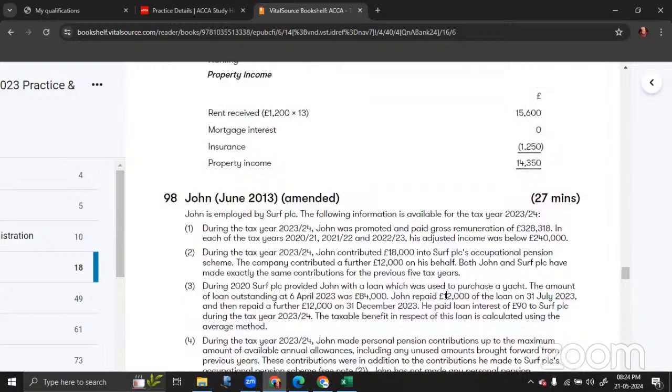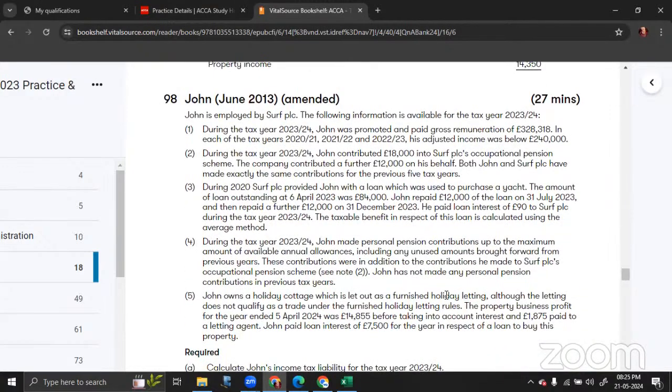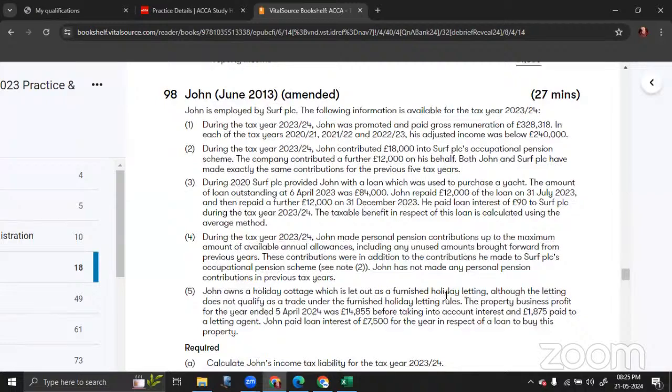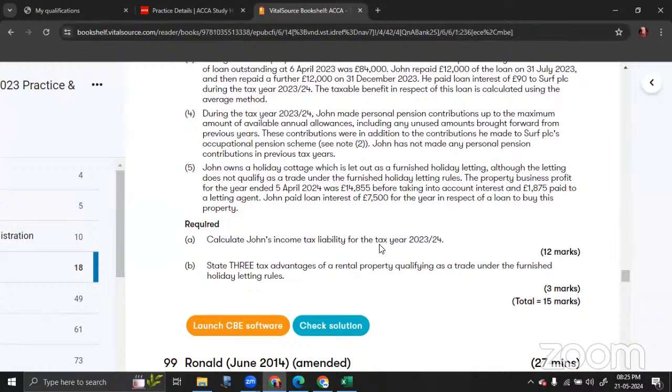John, which is question number 98, John. So this question gives you a proper understanding of the adjustment for pension. The requirement of the question is to calculate the income tax liability for the tax year 23-24 of John, and 3 advantages of rental property qualifying as FHL. So what are the advantages if the property is an FHL?